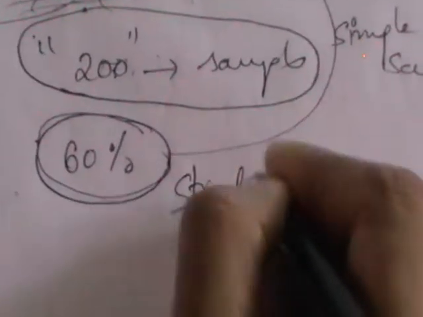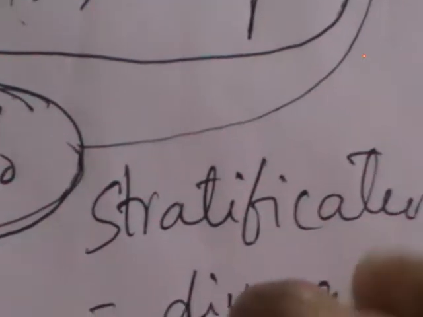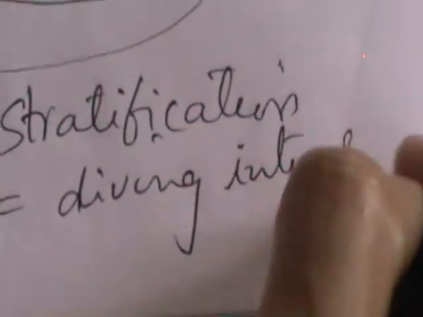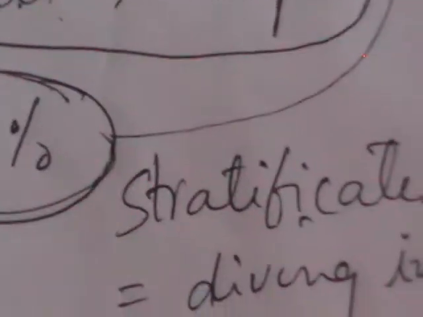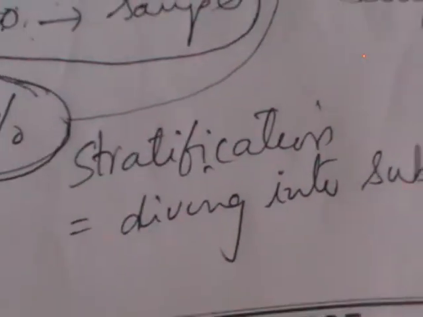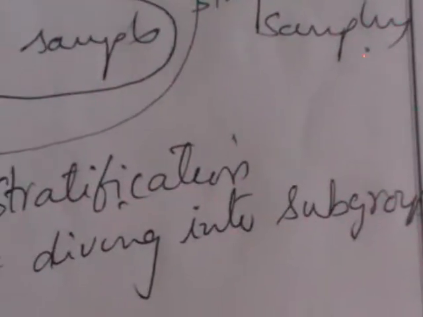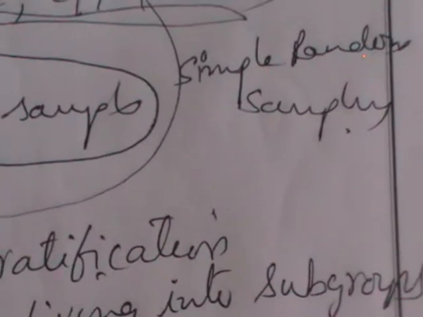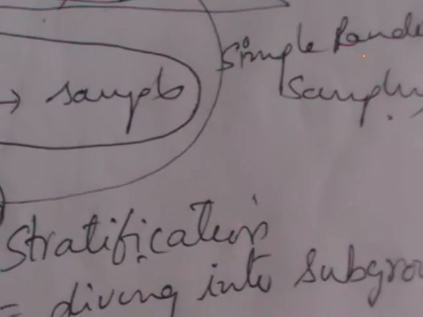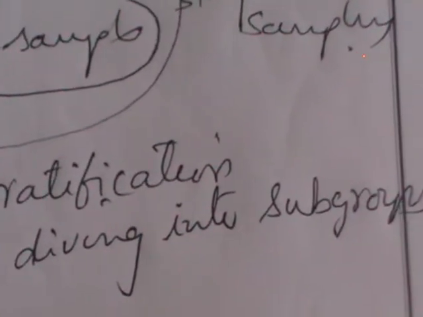Stratification is nothing but dividing into subgroups. So simple random sampling is a technique which can be used directly when the population is homogeneous. Whenever the population is heterogeneous, you cannot use simple random sampling directly. First of all, you should stratify the population into a number of homogeneous strata, which is called stratification. Then you should use a new technique called stratified random sampling.